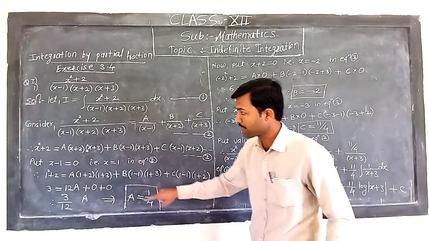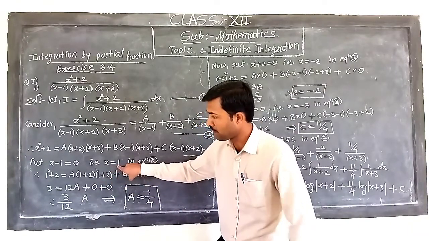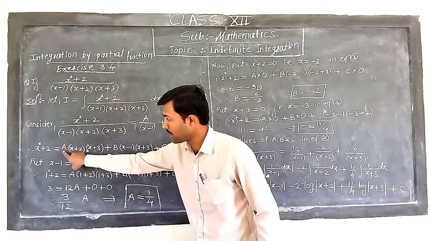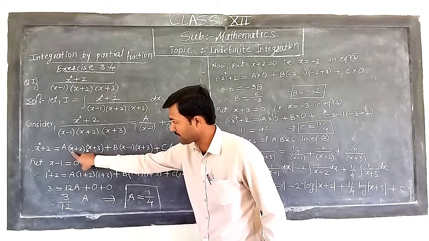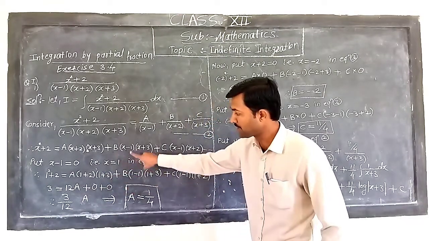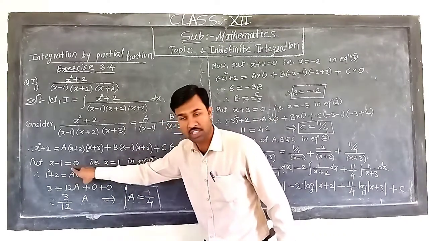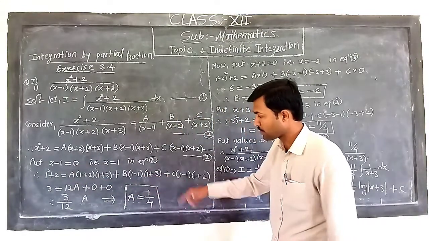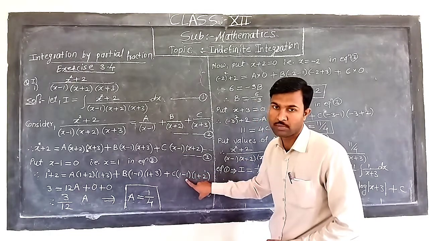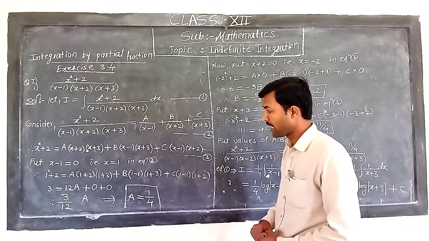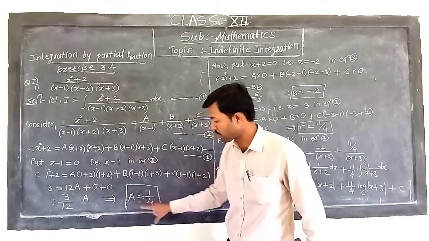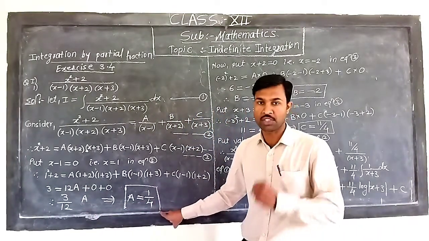Then equation 3 becomes, after replacing x by 1, or x minus 1 by 0, 1 square plus 2 equals a into x plus 2. Here x is replaced by 1, so it is 1 plus 2 into a, plus 1 plus 3 into b into, here is the term x minus 1, and x minus 1 is 0, so b into 0, plus c into 1 minus 1, which means 0. After solving this we get 3 is equals to 12a. It means that a is equals to 1 upon 4. Here is our first constant.